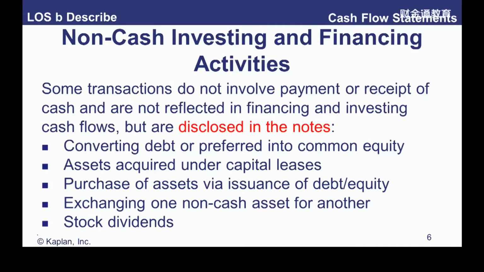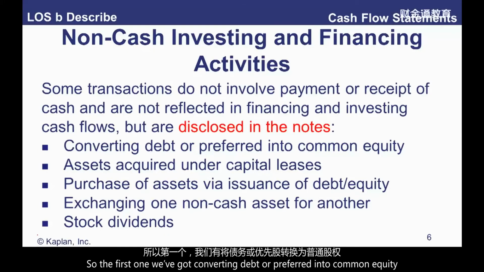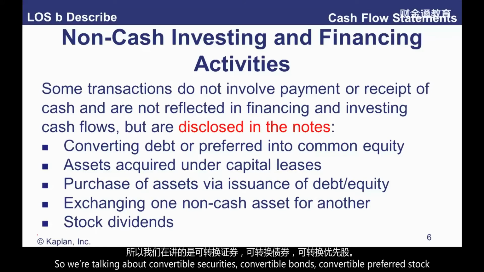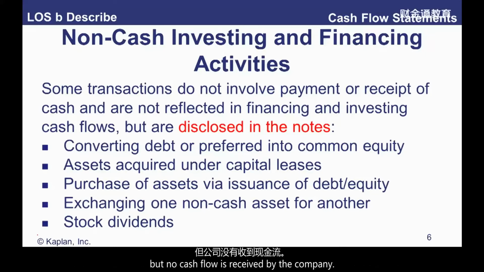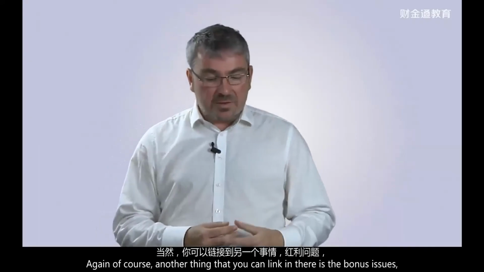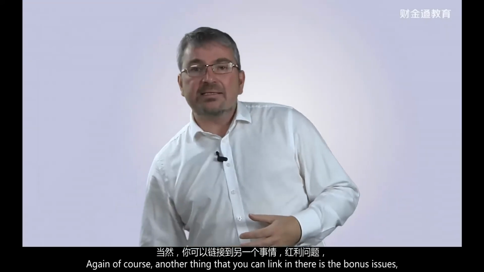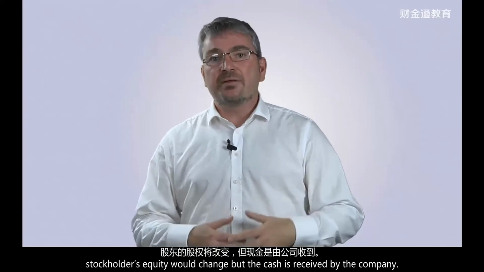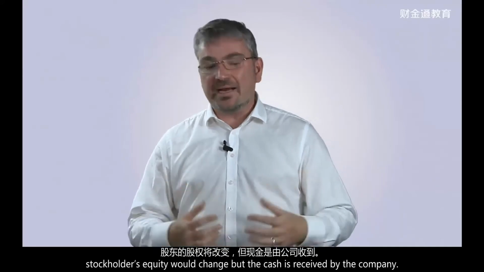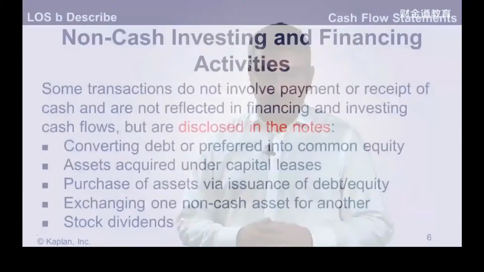So the first one, we've got converting debt or preferred into common equity. So we're talking about convertible securities, convertible bonds, convertible preferred stock. If they're converted into equity, then obviously there's a change to our common stock, but no cash flow is received by the company. Again, of course, another thing that you could link in there is bonus issues, essentially, where free shares are issued. Stockholders' equity will change, but no cash is received by the company.